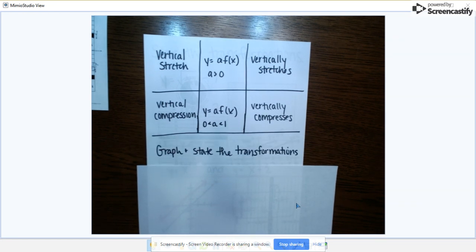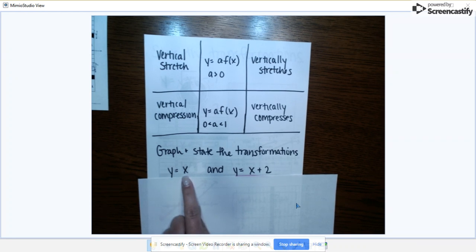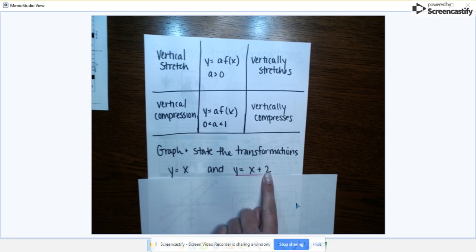So I'm going to start with a really basic example. Here we have to graph and state our transformations between these two functions. We have y equals x, which is just a line, and then y equals x plus 2, also a line, but it's shifted. If we use our table that we've just created, here's our function, that would be our f of x. Here's that f of x function again, but this time we've added 2 on the outside. So if we think about our table, we're assuming this is going to be a vertical shift up 2 units.